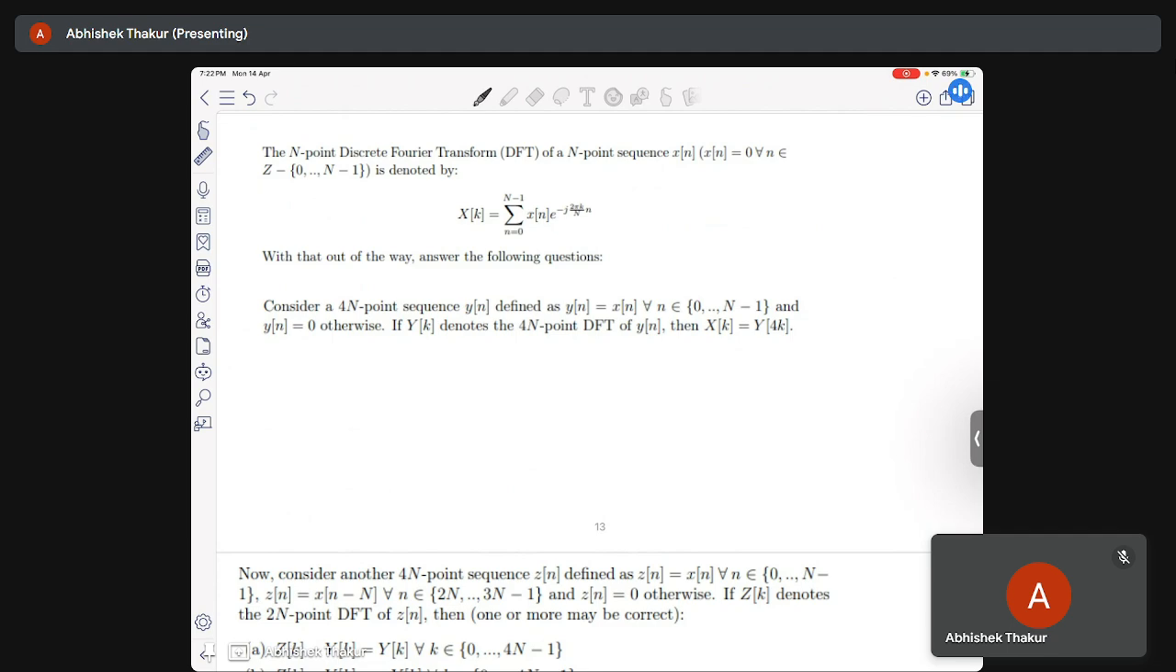So now there is a problem on the discrete Fourier transform. The N point DFT of an N point sequence is denoted by X of k is equal to summation n is equal to 0 to N minus 1 of x of n e to the power of minus j 2 pi k by N into n. So we have to answer: consider a 4N point sequence y of n defined as y of n is equal to x of n for all n from 0 to capital N minus 1, and y of n is equal to 0 otherwise. If Y of k denotes the 4N point DFT of y of n, then X of k is equal to Y of 4k. So we have to find whether it is true or false.